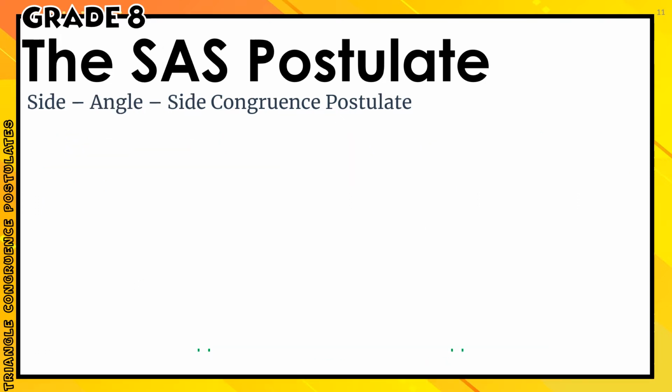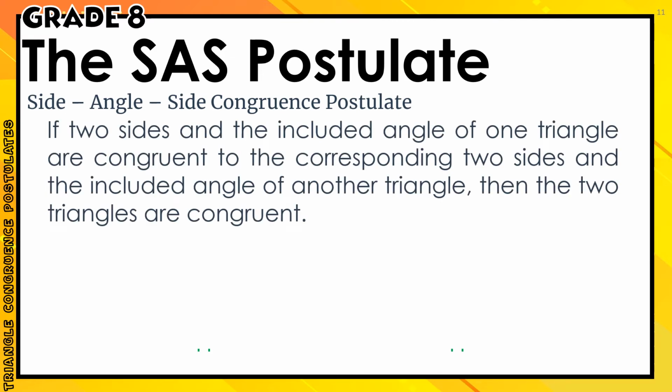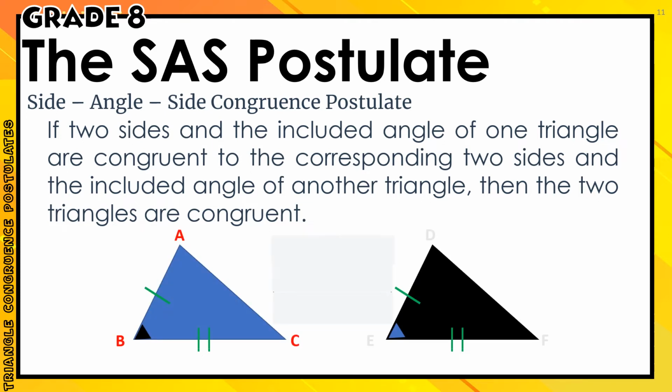Okay, next, the SAS postulate. So side, angle, side congruence postulate. If two sides and the included angle of one triangle are congruent to the corresponding two sides and the included angle of another triangle, then we could tell that the triangles are congruent. From the name itself, side, angle, side, may dalawang side na given at may included angle. So in this case, single mark, itong ating included angle nasa gitna ng dalawang side.